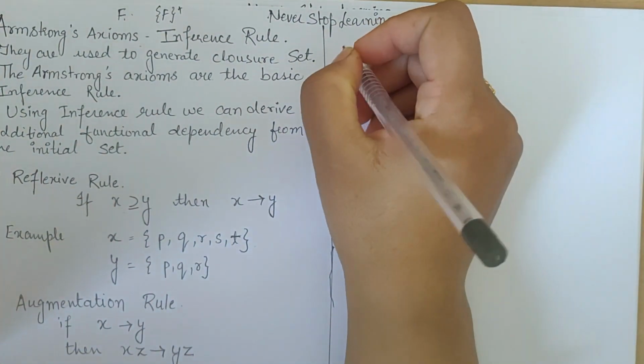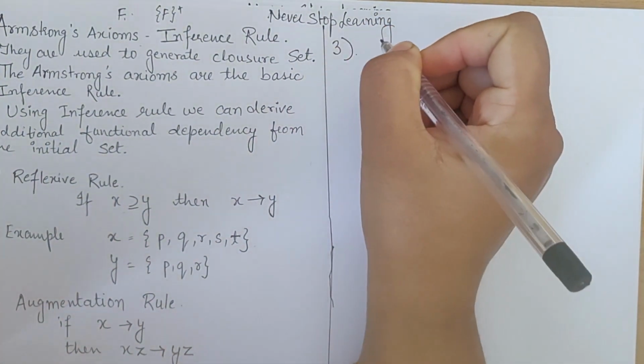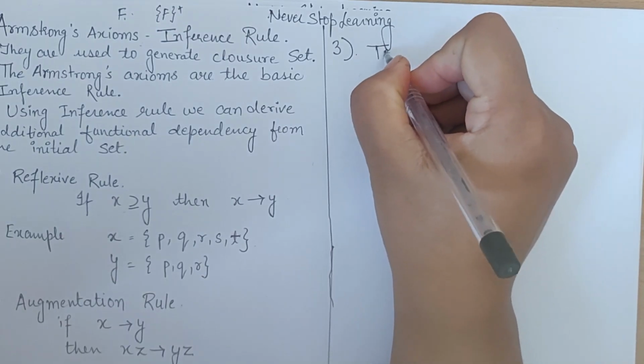Next, the third rule which we have is the transitive rule.